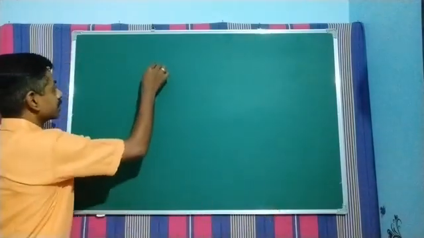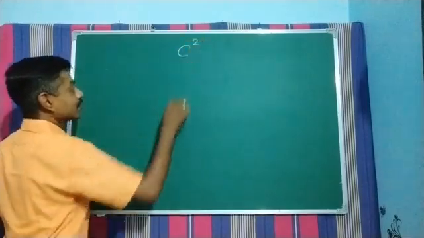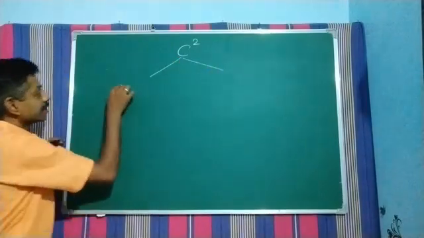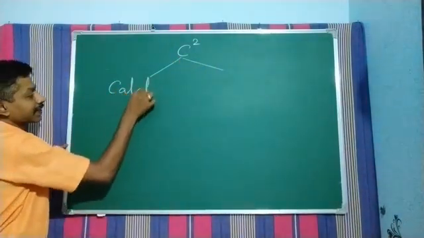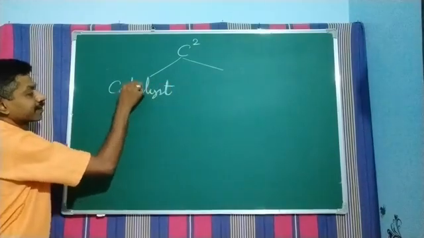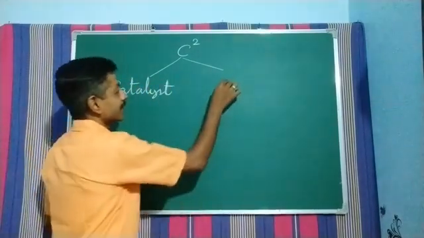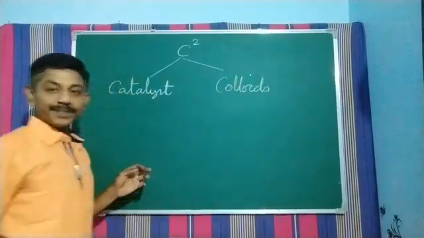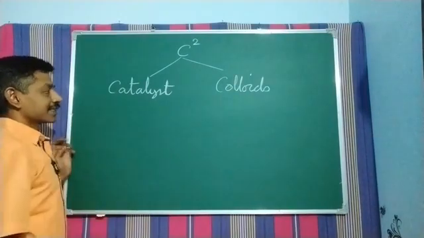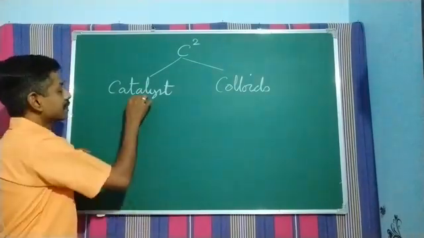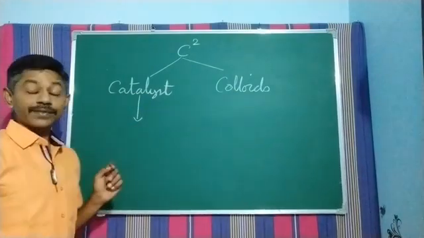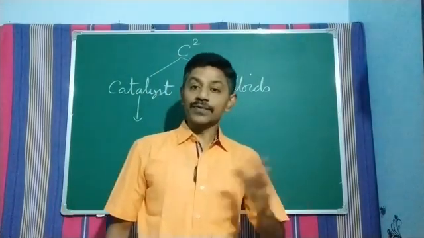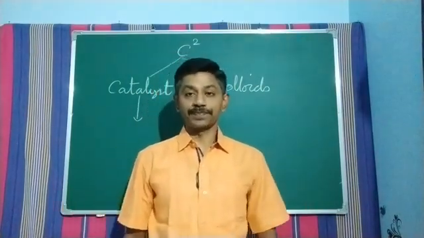The other day I mentioned surface chemistry talks about C square. That means the first C is going to discuss catalyst, and the second C will be learning more on colloids. In catalyst, we are going to discuss what catalysts are, the types of catalysts, and their influence in any chemical reaction.